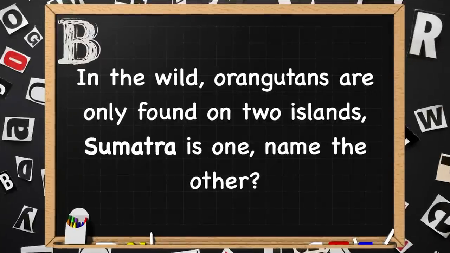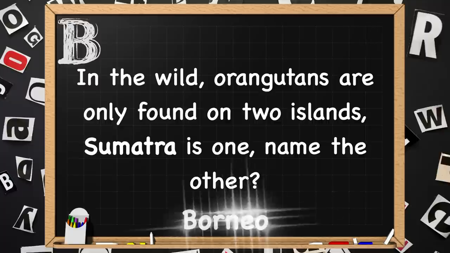Beginning with B, in the wild, orangutans are only found on two islands. Sumatra is one, name the other. They are found in Sumatra and Borneo.